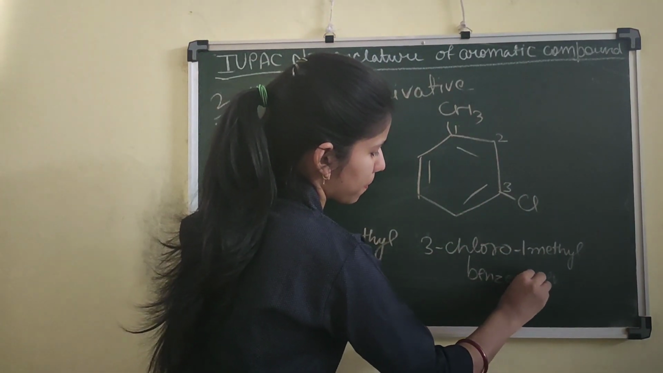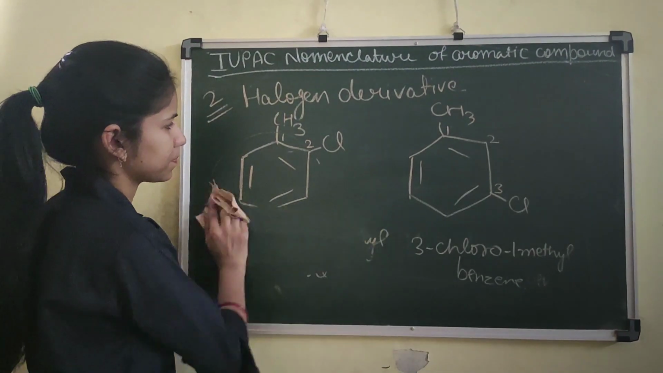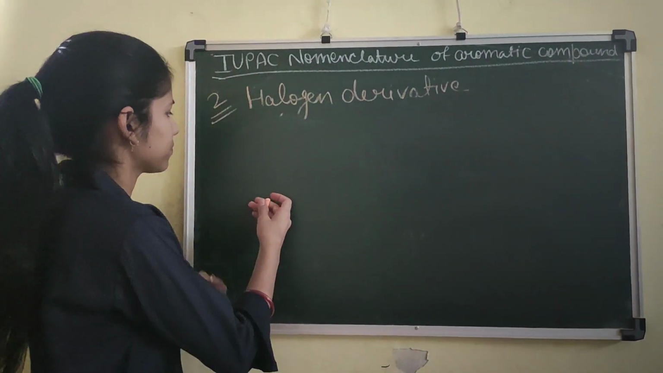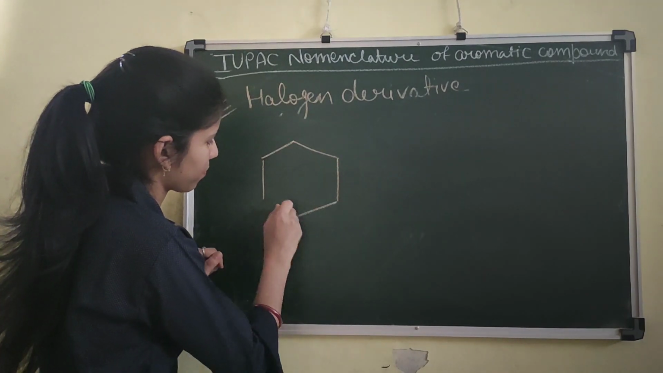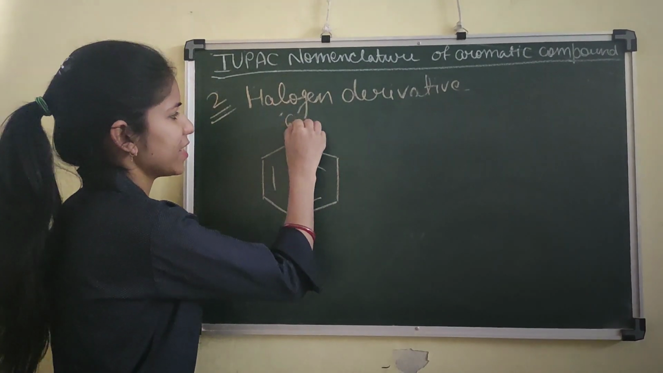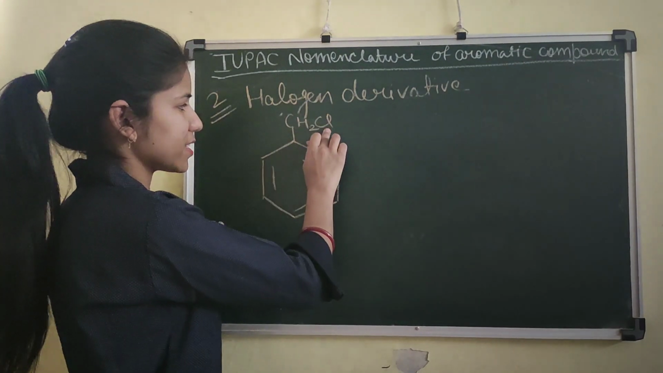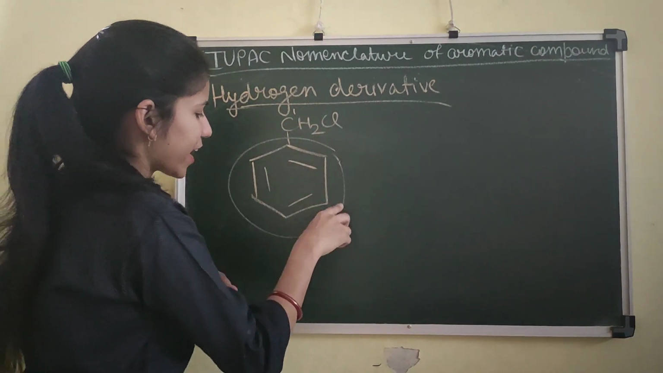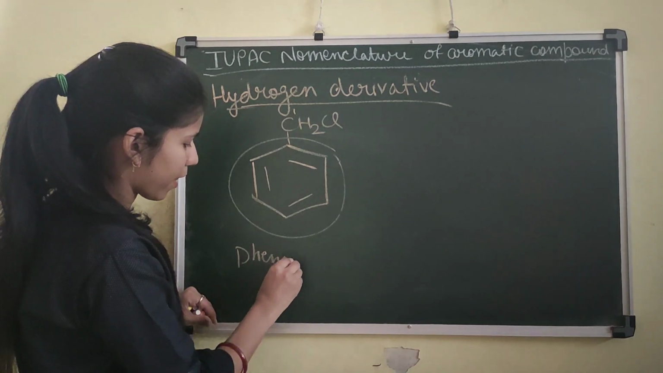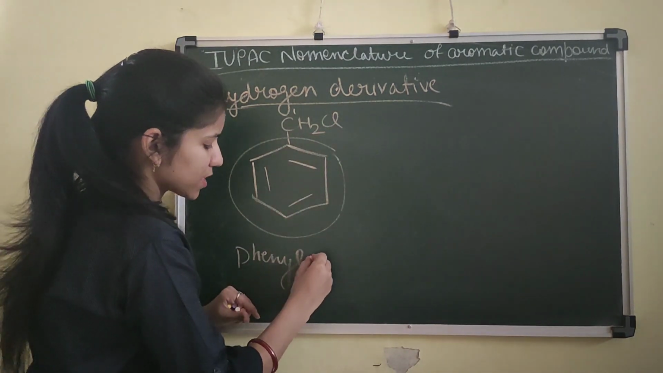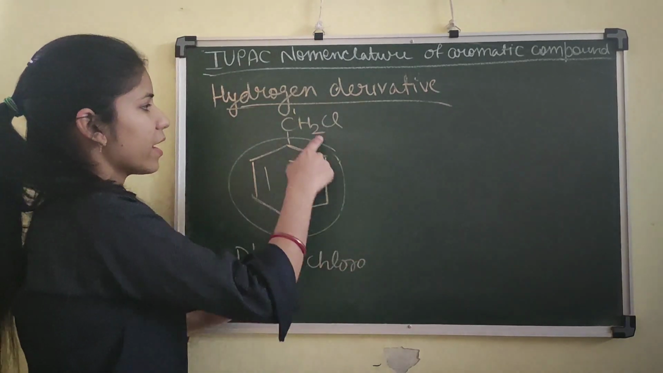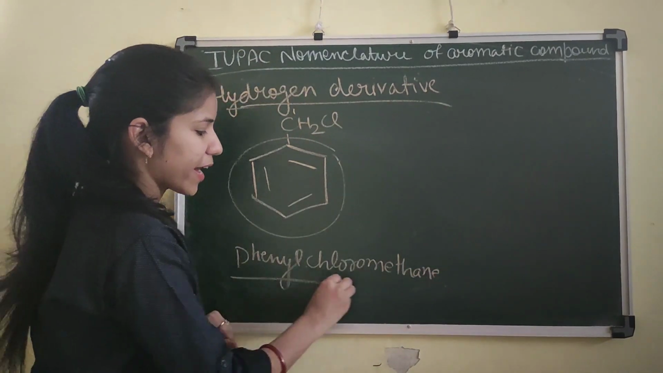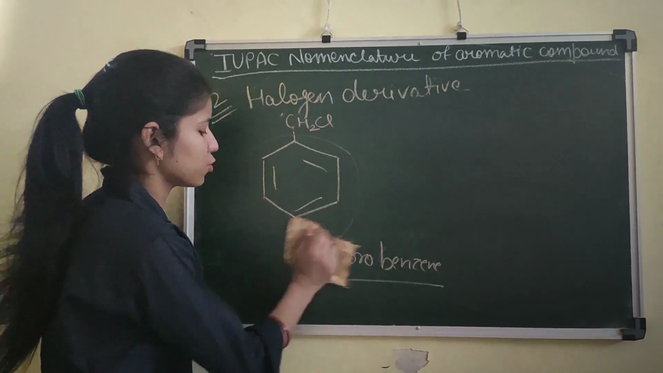Now the next example: a benzene ring, and there is a CH2 and chlorine is present. So the phenyl group is present, so phenyl, and at 1 a chlorine group is present, so chloro, and a methane group is present, so methane. So this is known as phenyl chloromethane. Now we move on to the next group.